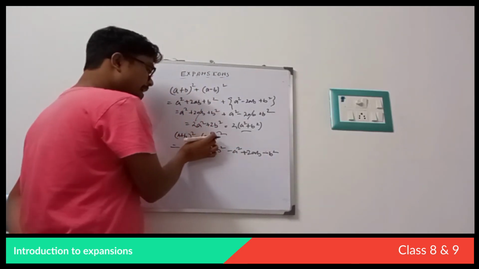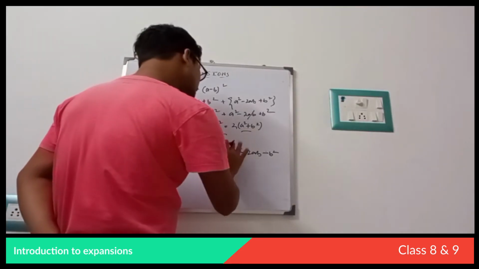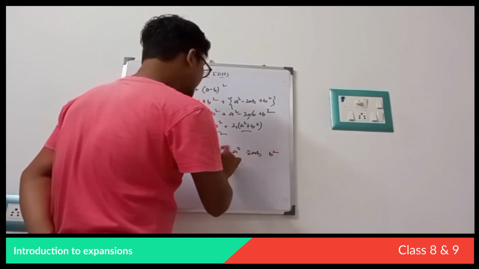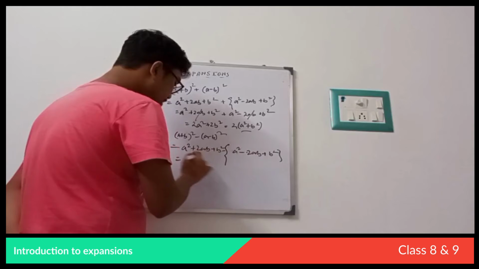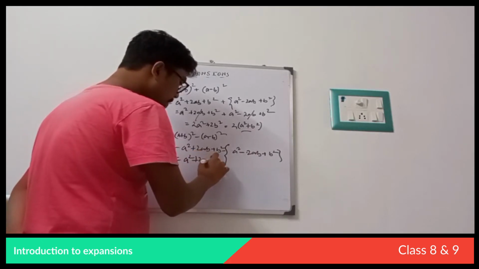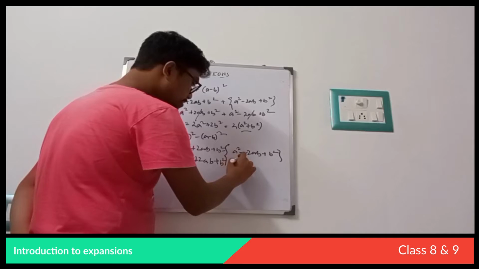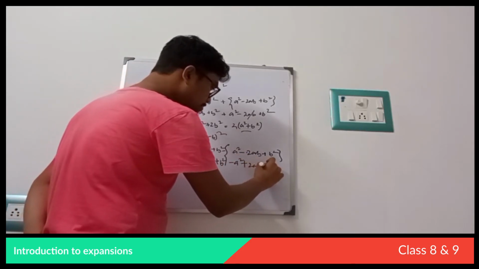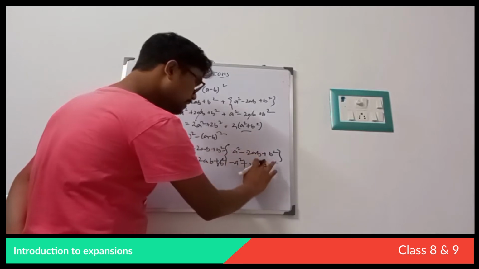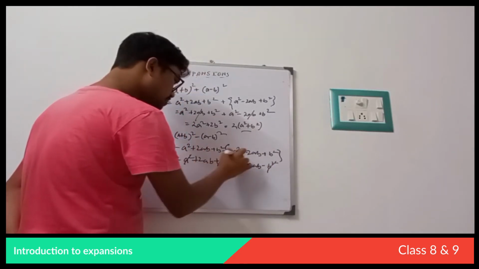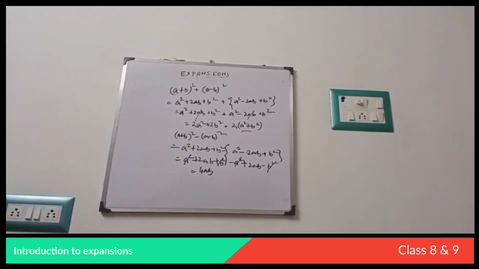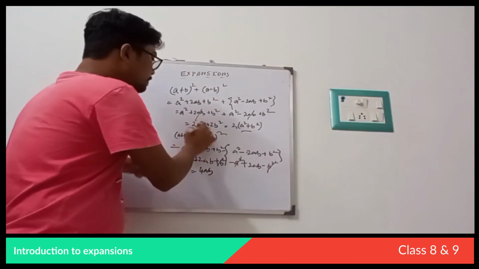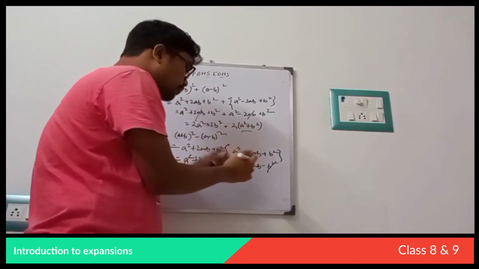How will we get it? I will use the bracket first, then I will open the bracket. a square minus 2ab plus b square. If I open the bracket, a square plus 2ab plus b square minus a square plus 2ab minus b square. b square cancels, minus b square plus b square cancel, plus a square minus a square cancel, and we will get 2ab plus 2ab, that becomes 4ab. These are the formulas of addition and subtraction of (a plus b) whole square and (a minus b) whole square.